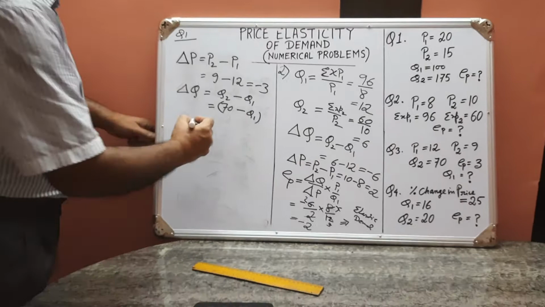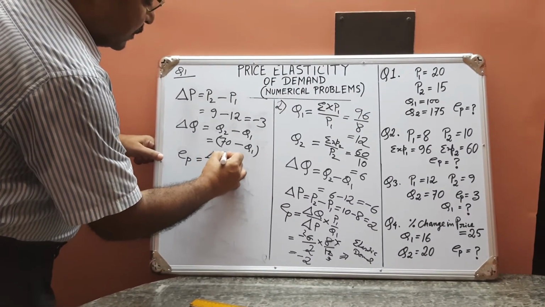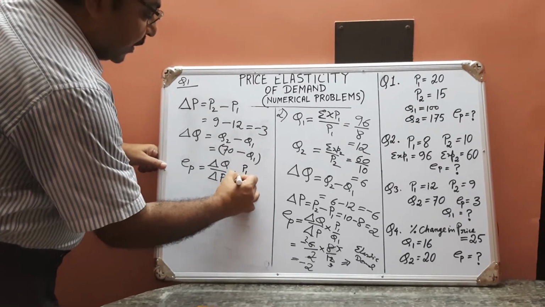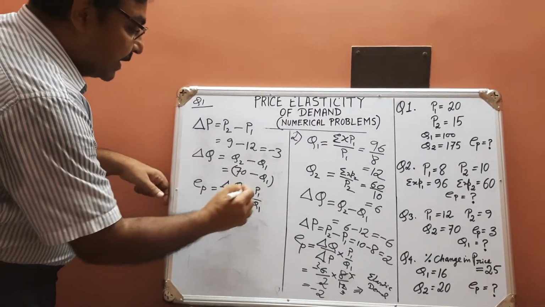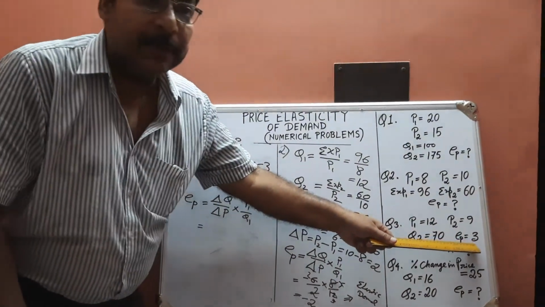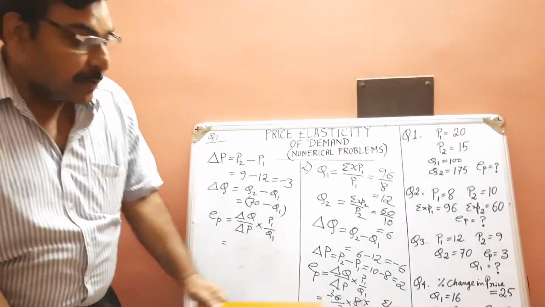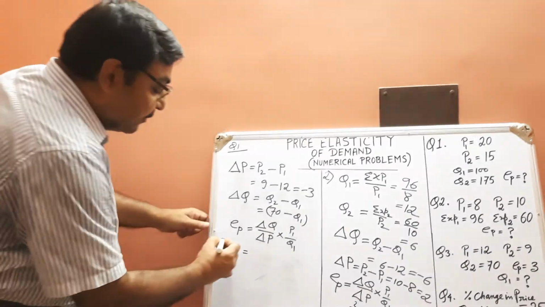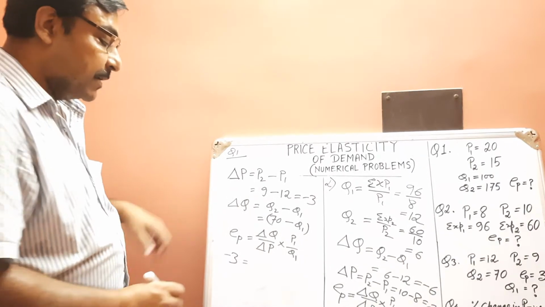Now use your formula. EP is equal to delta Q by delta P into P1 by Q1. EP's value is given as 3. Even if EP's value is given as 3, we know price elasticity of demand is always negative. So although it is given as 3, we will consider minus 3. EP is equal to minus 3. Always give the negative sign, even if it is not given.